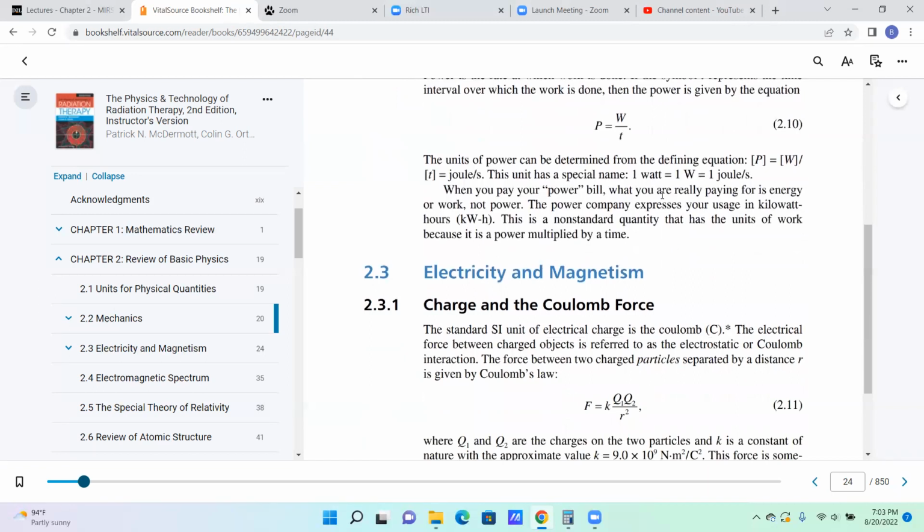And that's going to be joules per second, or the watt. So when you pay your power bill, what you're really paying for is the energy or work, but not the power itself. The power company expresses your usage in kilowatt hours, and it's a non-standard quantity that has the units of work because it's power multiplied by time. So if you take power multiplied by time, then you're getting the amount of energy.